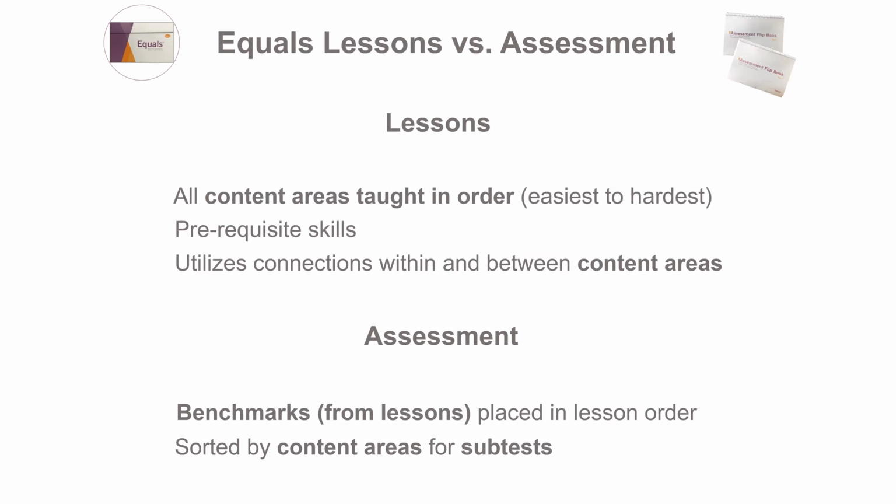Relating this to the assessment, things look a bit different. We took benchmarks from the lessons and placed them in lesson order, then sorted them by content areas, about 20 benchmarks per chapter. By doing that, we essentially used the content areas as subtests. We did that in the assessment so we could get more information about what the student knows, where the gaps are, what content areas the student has learned, or perhaps has never been taught.